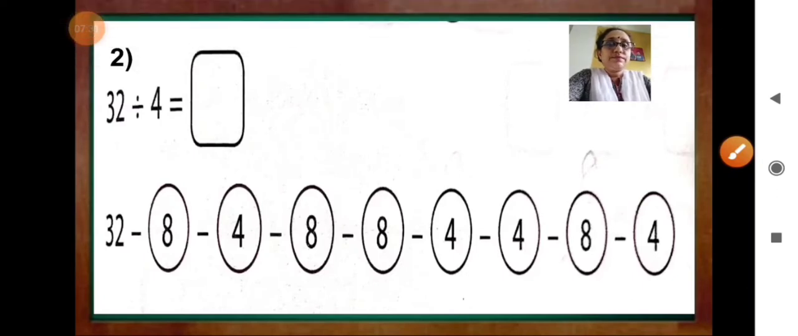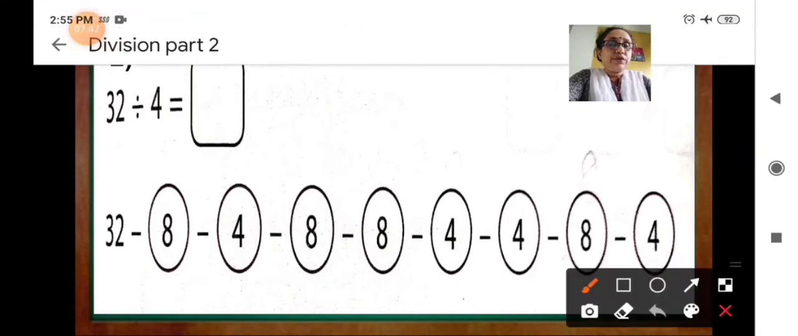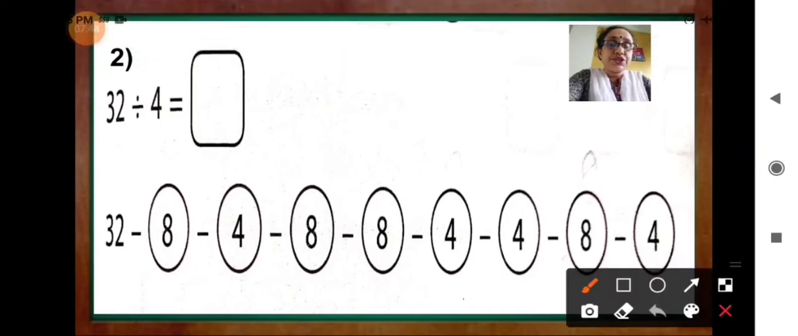Do slowly. Question 2. 32 divided by 4. Now you remember the tables. So what we will write there to get the correct quotient? You have to say the tables of 4. So how many times? What you will write? 4 8s are 32. Now tell me how many times 4 should be there? 32. Now just see what it is written.